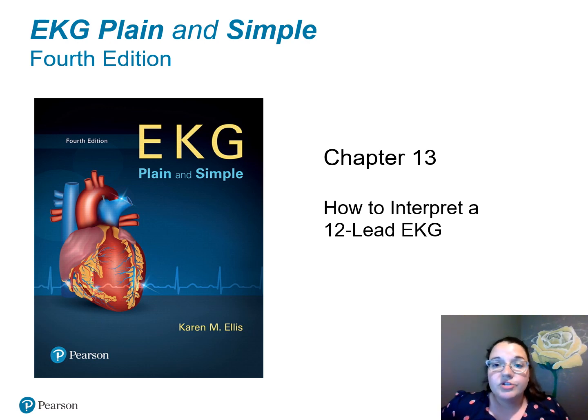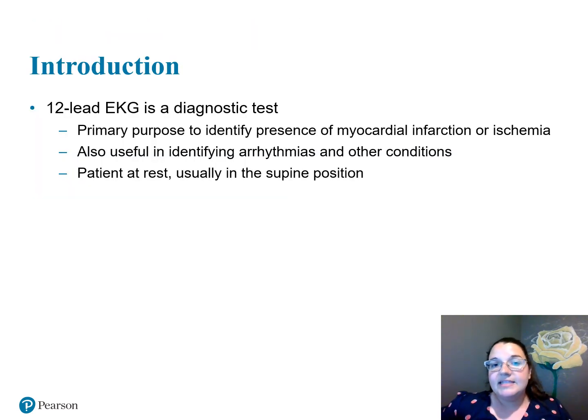And we're going to start off in chapter 13. And how do we interpret that 12 lead? So a 12 lead is a diagnostic test. Its purpose is to identify the presence of an MI or ischemia. Remember I said in EKG 1, MI is a heart attack, and ischemia is one of your 3 I's. We have ischemia, injury, and infarction that you would learn in EKG 2. Your 12 lead is also useful in identifying arrhythmias. Remember, arrhythmia means abnormal rhythms and other conditions. And your patient is usually at rest for a 12 lead procedure. They're usually lying on their back in a supine position.